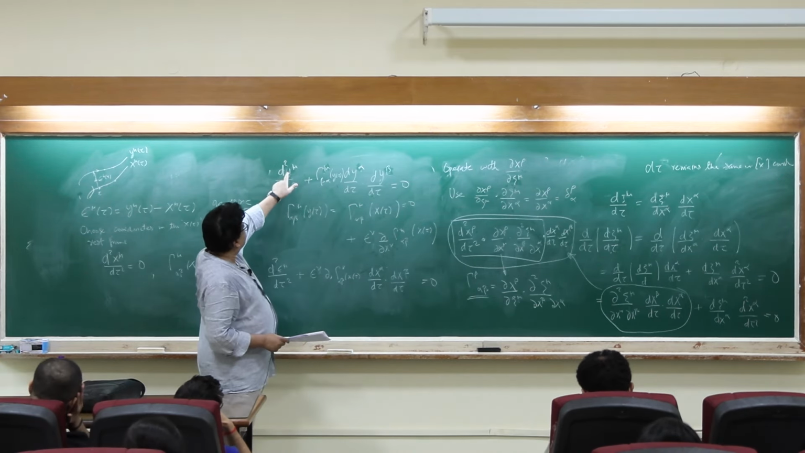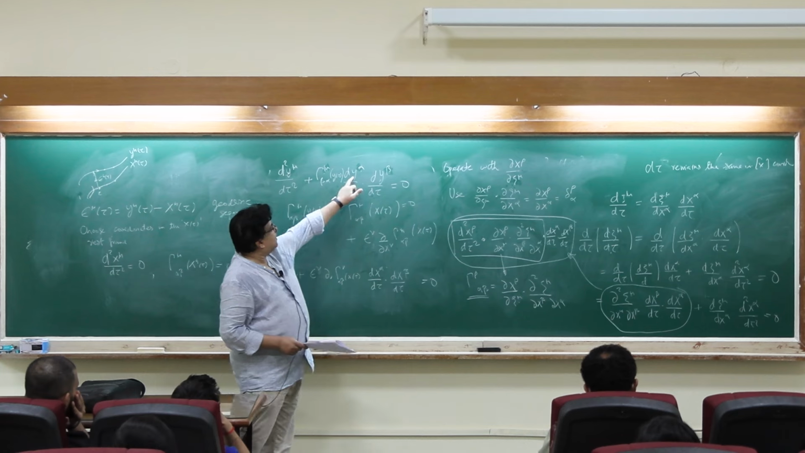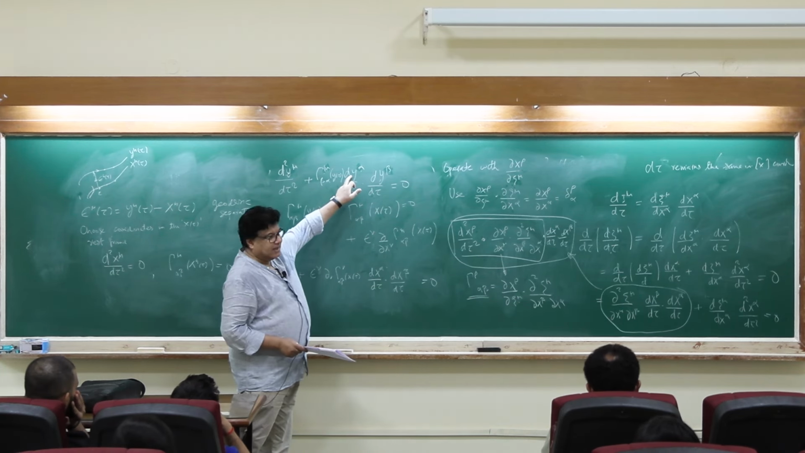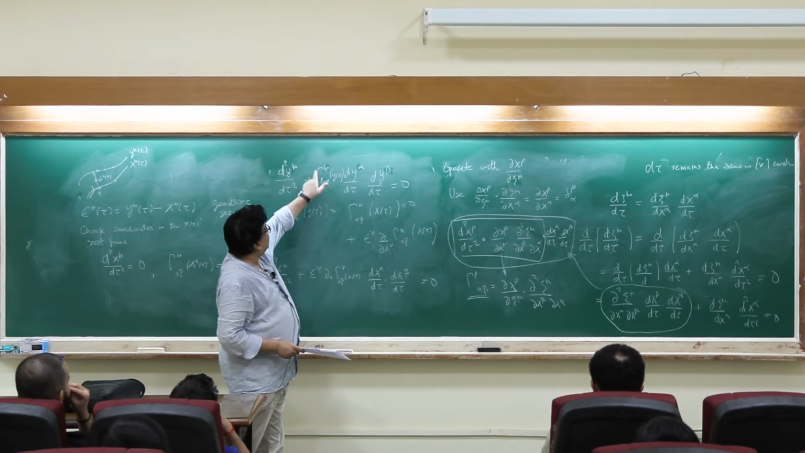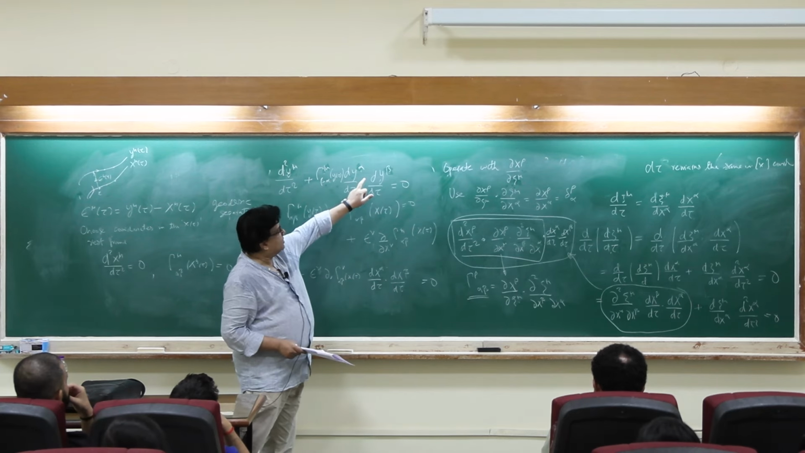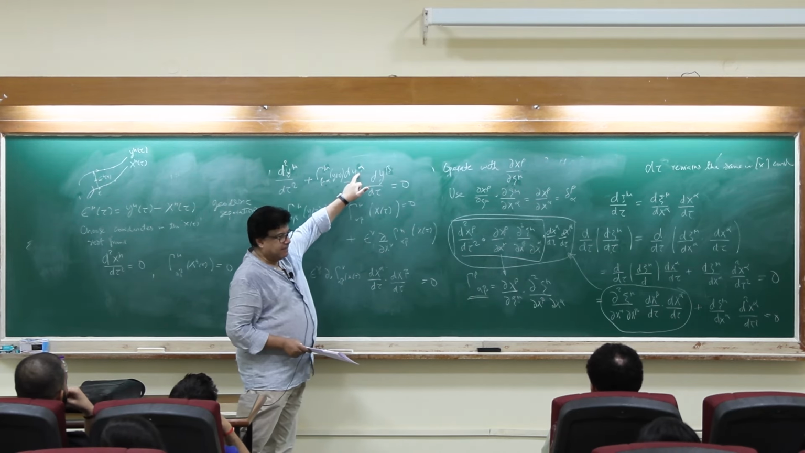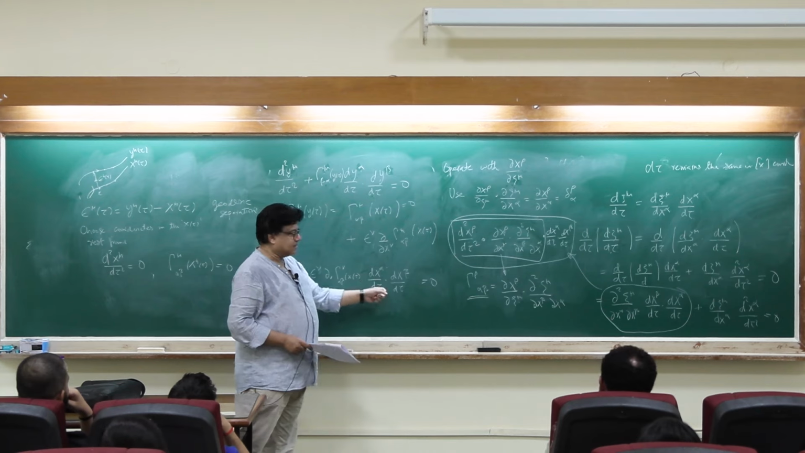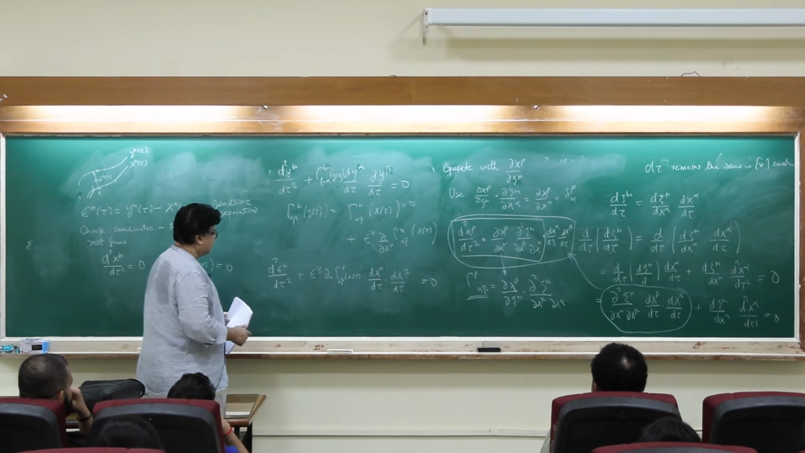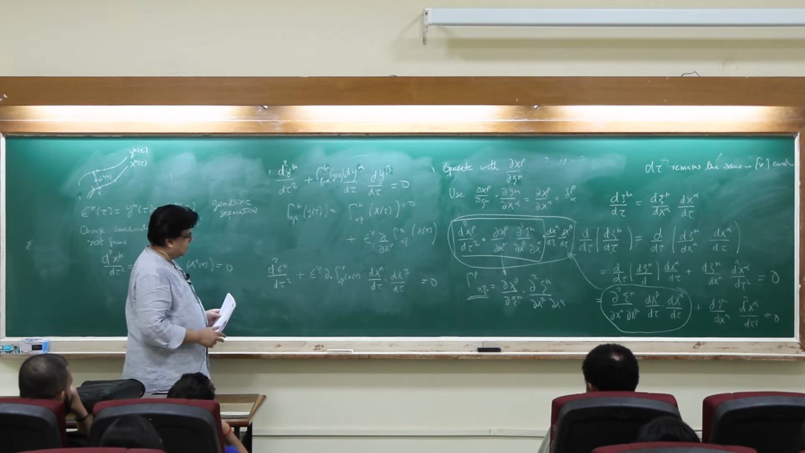So I expanded y here, also expanded y around x, and since I already have an order epsilon term here, I kept the zeroth order epsilon terms here. Okay, so that just gives you this x. So this is what's called the geodesic deviation equation.